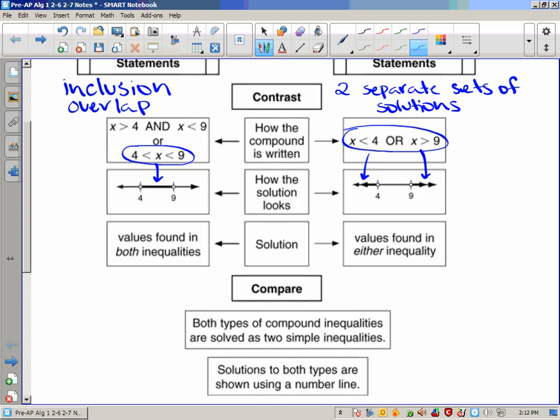Here is one memory device that you can use to help remember the difference between and or. I call it an and sandwich, where the graph is sandwiched in between two values. I remember or by thinking opposite or outside, where the values are on opposite or outside of the two numbers.